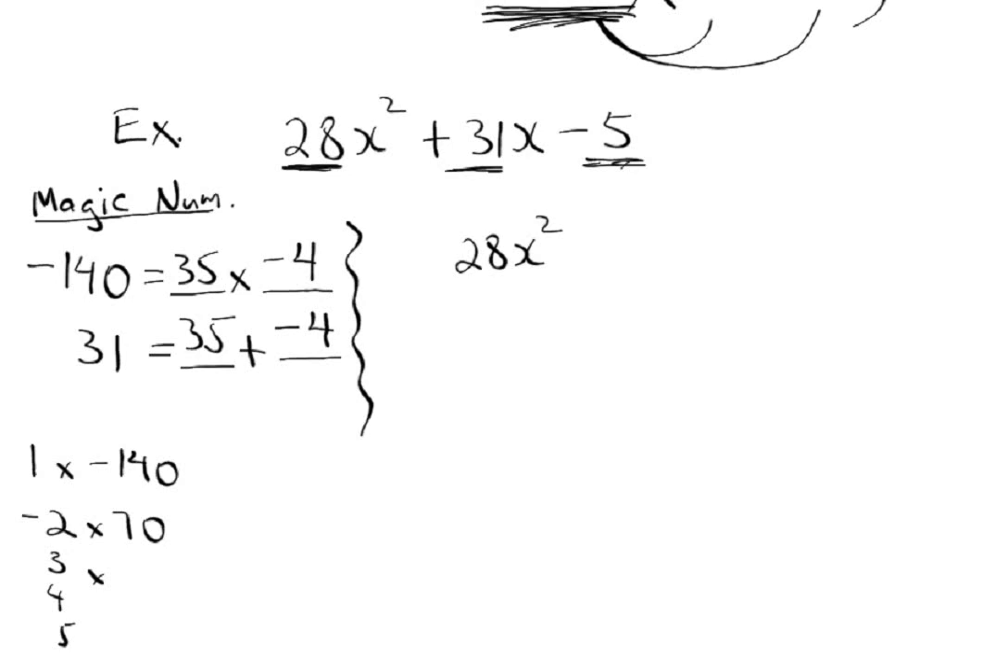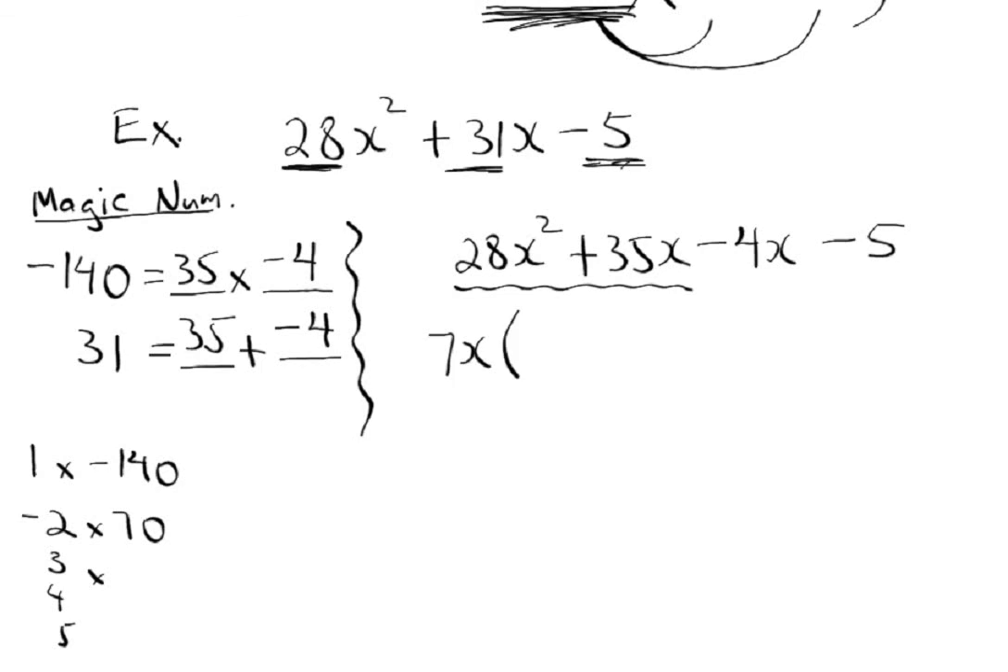28x squared, and I'm going to break up that middle term with the 35 and the negative 4. So it's plus 35x minus 4x, and then at the end, minus 5. I take out my greatest common factor, so I look at 28x squared and positive 35x, and I think I can factor out a 7x. So that would leave me with 4x. Okay, 7x times 4x makes 28x squared, and 7x times positive 5 gives me the 35x.